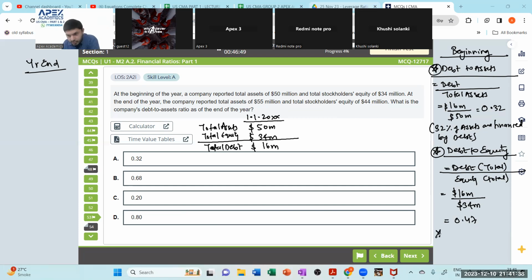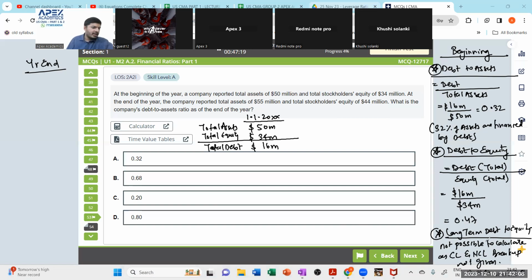Now somebody will ask me, sir, do this calculation also. Long-term debt to equity. My dear friends, here it is not possible to calculate, as current liabilities and non-current liabilities breakup is not given. Are you with me on that? Yes or no? Please tell me that. Are you with me there? Yes.